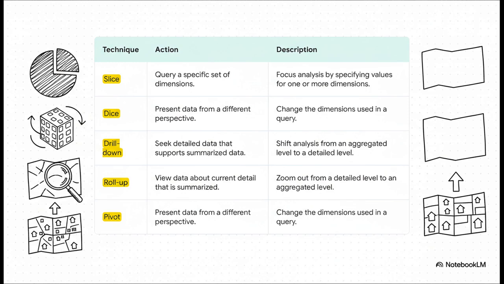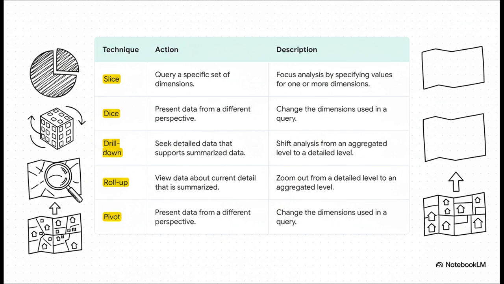Slicing is easy. It's like taking one slice of the pie, say looking at sales but only in Germany. Drilling down is just zooming in, going from your total sales for Germany down to the sales for each city. And rolling up, you guessed it, that's just zooming back out.